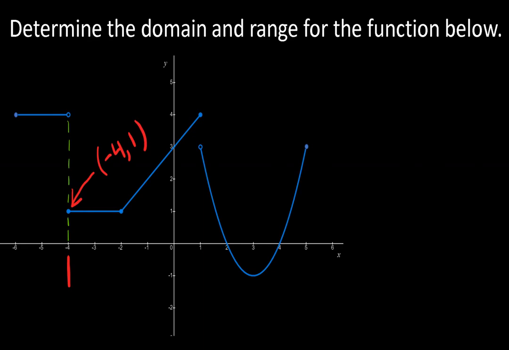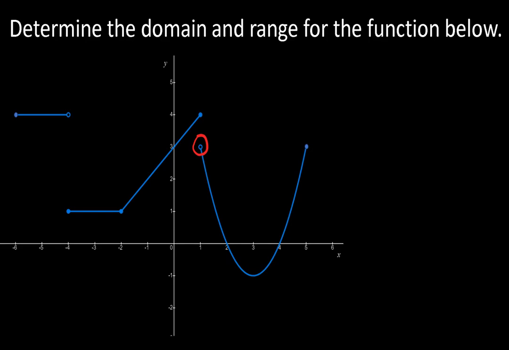So far, I've found that my graph touches every x value from -6 to -4. Now let's continue on to the right to make sure that our graph touches every x value from here on out. It looks like every x value from -4 to -2 is touched by my graph. And it looks like every x value from -2 to +1 is touched by my graph.